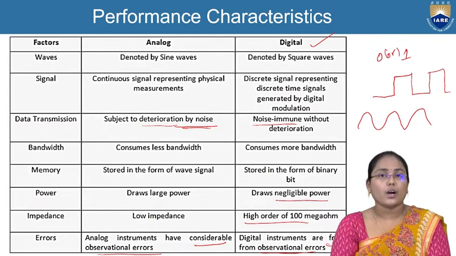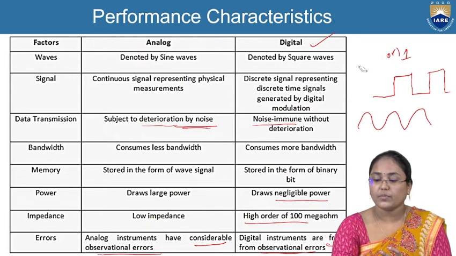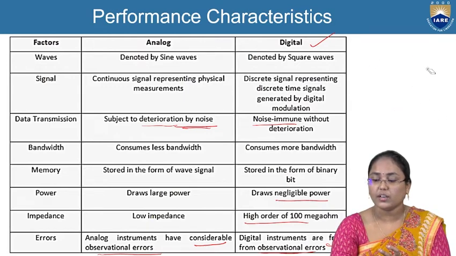We want the particular output to be error free. That is, we want the measured value to be equal to the true value. We don't want any changes as it is moving from one part to the other. We don't want any changes in the particular values.